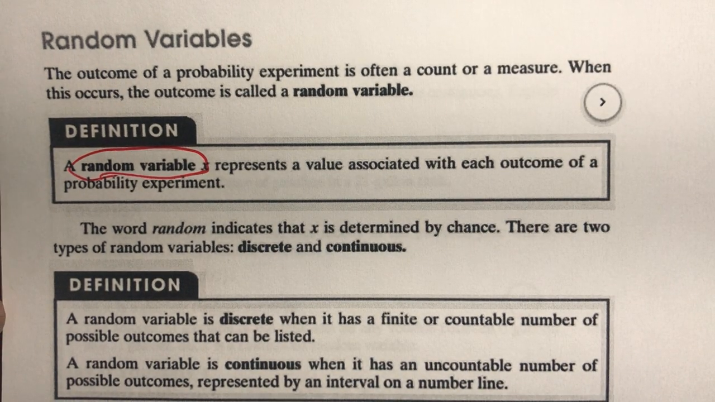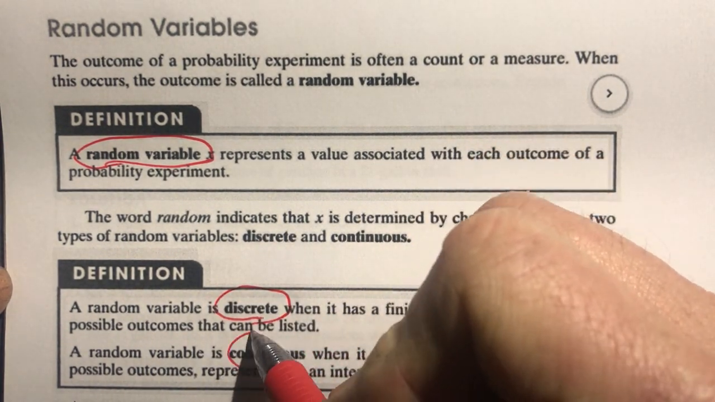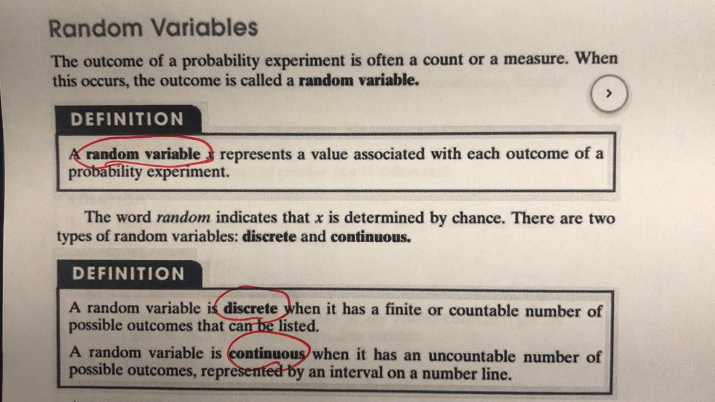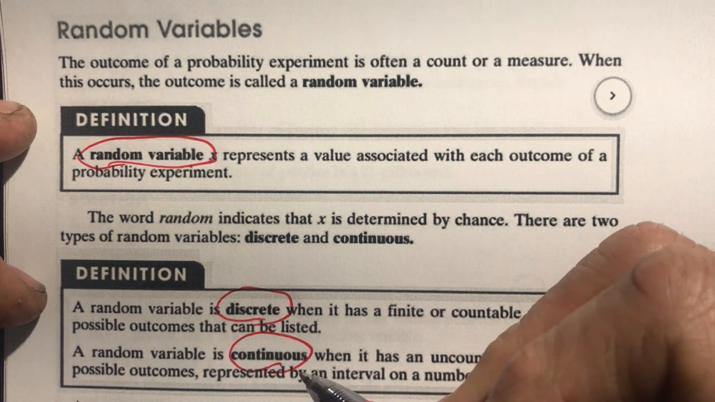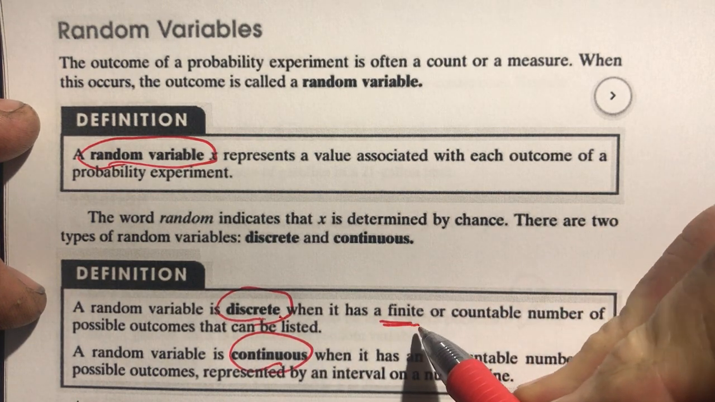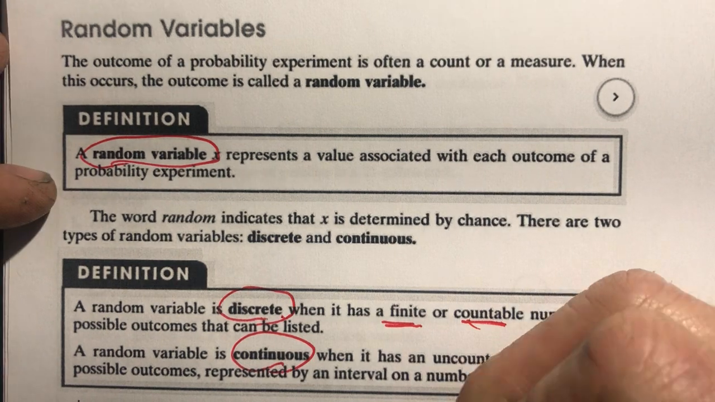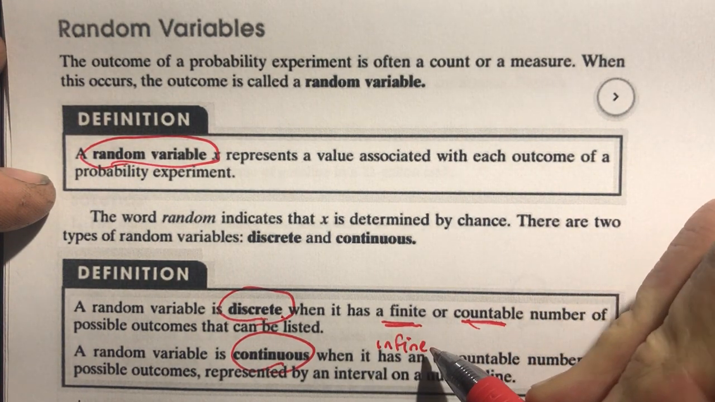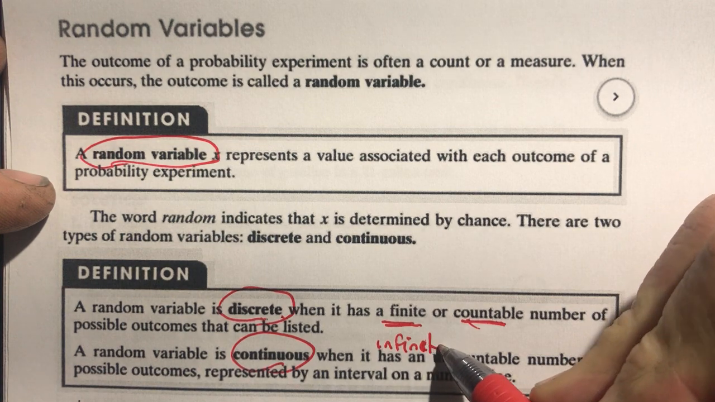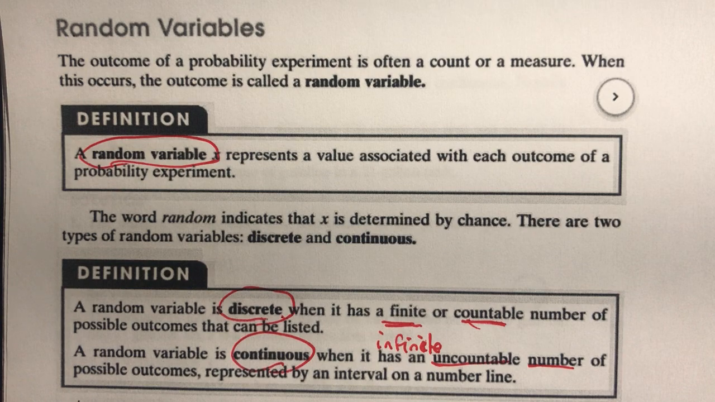You might want to maybe take a picture of this or write notes down. But you have discrete and you have continuous. Two different kinds of random variables. What's the difference? A discrete is a finite or countable number of possible outcomes. Continuous is when it's infinite, or an uncountable number of possible outcomes.